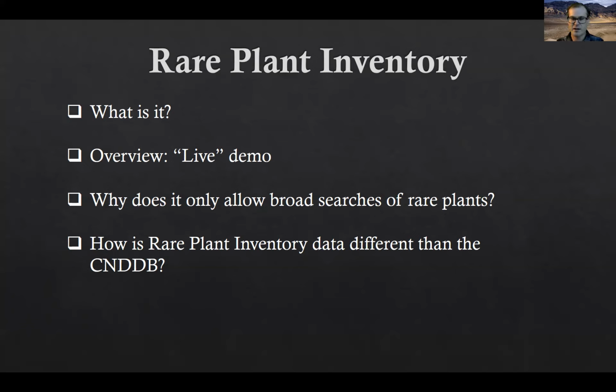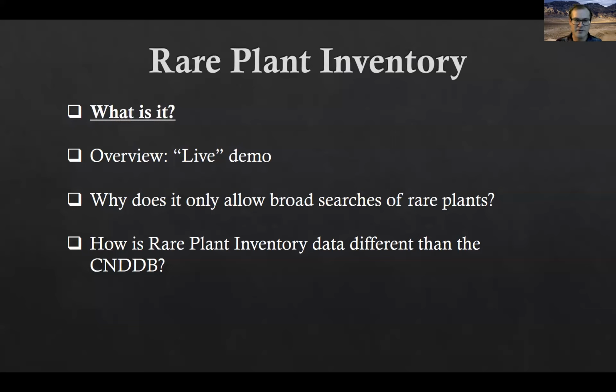And then I'm going to go over a couple of the major questions I receive a lot about the inventory. The first question being why we only include or allow searches and include data for locations at the quad level and why we don't allow for more specific searches. And then I'm going to go over how the inventory data is different from the Natural Diversity Database and Rare Find application and what data we include that they don't.